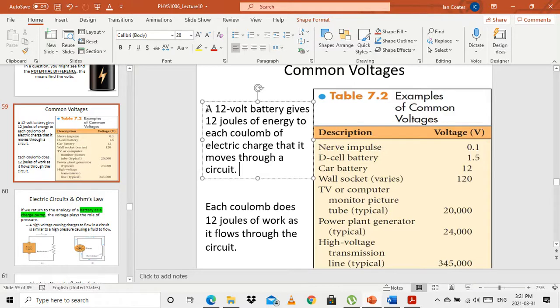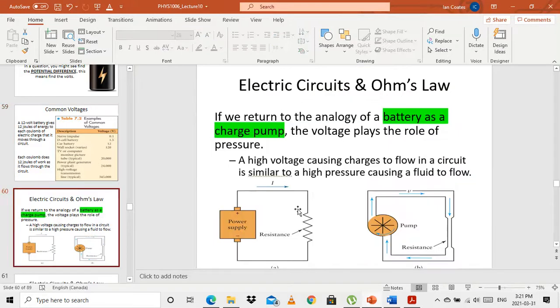Let's read that again. A 12-volt battery gives 12 joules of energy to each coulomb of electric charge that it moves through the circuit. So a 15-volt would give 15 joules of energy to each coulomb. Okay, you see what's going on here? Each coulomb does 12 joules of work as it flows through the circuit. All right, we've got some questions here that I'll show you.